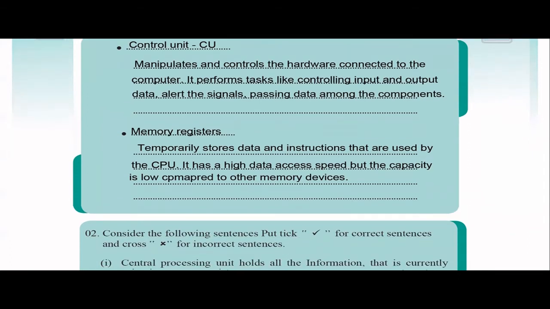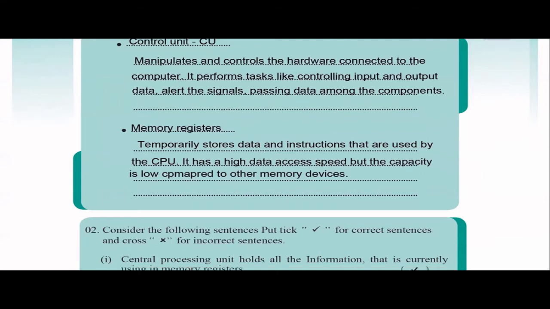Next are the memory registers. These are in the central processing unit, and they are used to temporarily store data and instructions that are used by the CPU. It has a very high data access speed, and remember the capacity is low. That means the size is very small compared to other memory devices, but the speed is high. And usually memory registers are more expensive than other memory devices. Even though the capacity is less, the price is more.